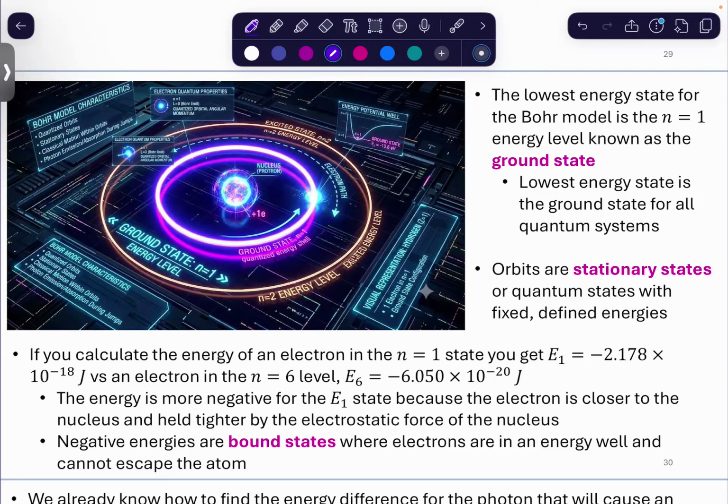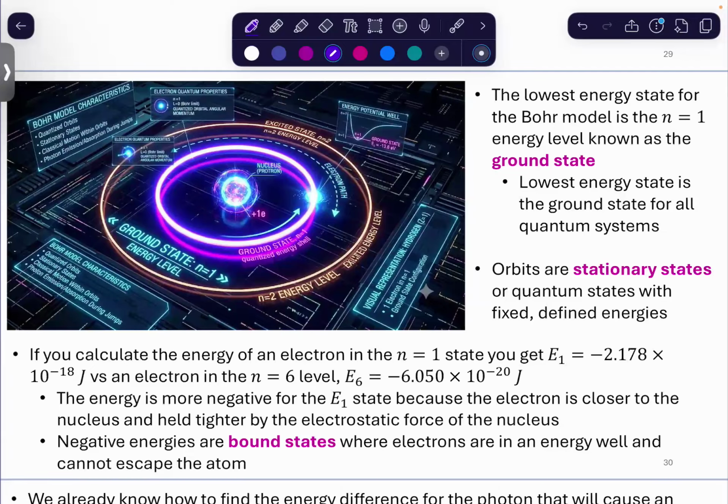When they were looking at the quantum mechanical model, they said that orbits are stationary states. So that means that your orbits are going to have fixed, defined energies. So again, we're getting back to this idea of quantization. You have these very specific states with very specific energy levels. If you look, you find that the energy of an electron in the state n equals 1 is more negative than the state n equals 6. So 6 would be an excited state.